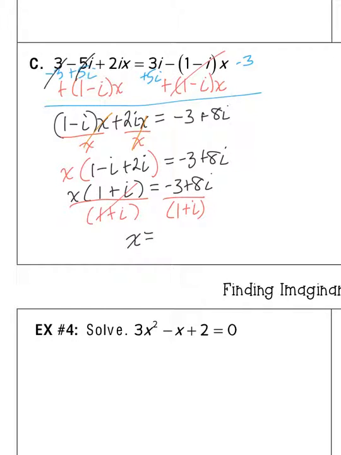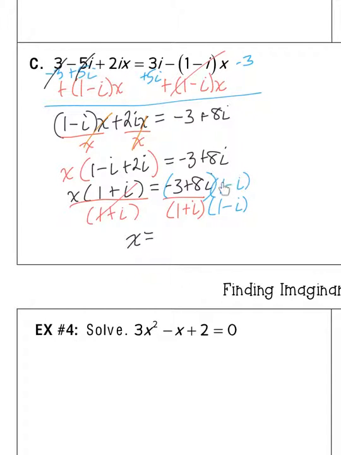So here's the problem. I cannot have an i in the denominator because that's the square root of negative 1. So I have to get rid of that by multiplying by the conjugate. So the conjugate is 1 minus i. What I do to the bottom, I must do to the top, my numerator. And so here we go.